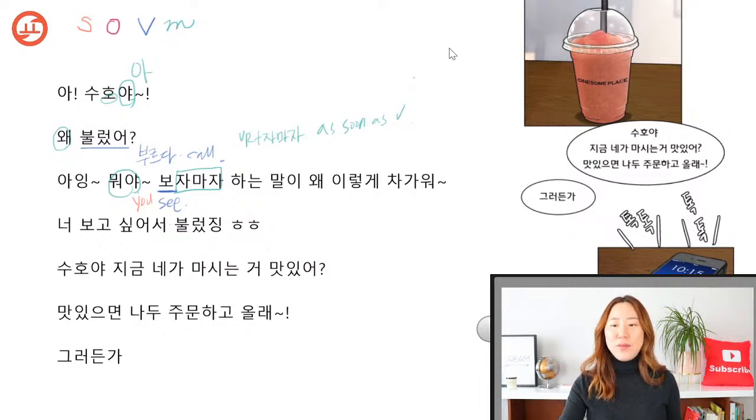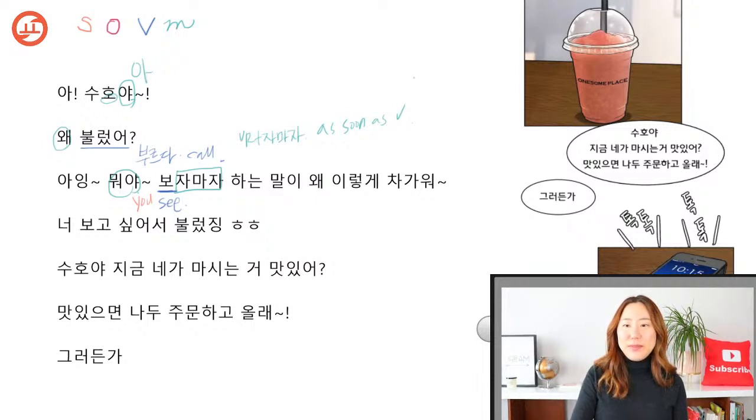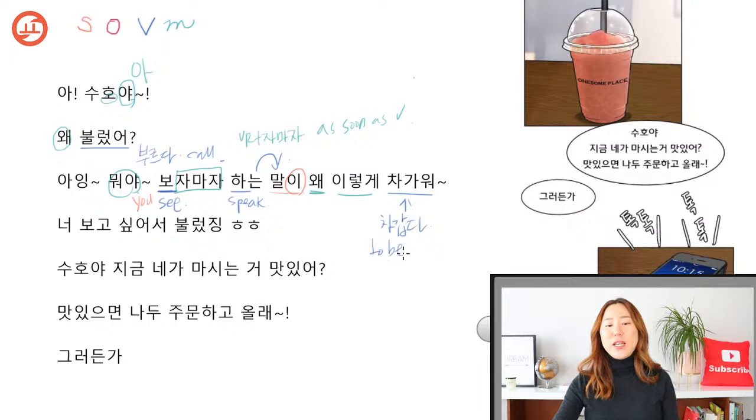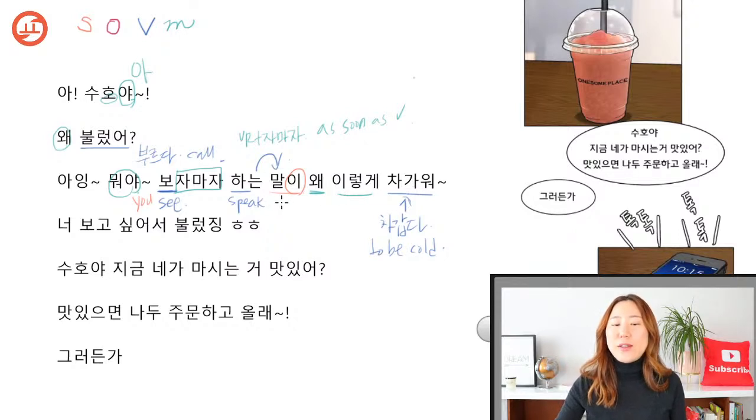하는 말이 왜 이렇게 차가워? 하는 말이. Yeah. 하는 말이, this is a subject. What you're saying. 하다 can mean to speak or to do. Okay, in this case, to speak, adjective. Words that you say. So what you're saying. Why? 이렇게, like this. 차가워. This is from what? 차갑다. 그쵸? To be cold. ㅂ irregular conjugation. Right? So becomes 차가워. Why is what you're saying so cold like this?